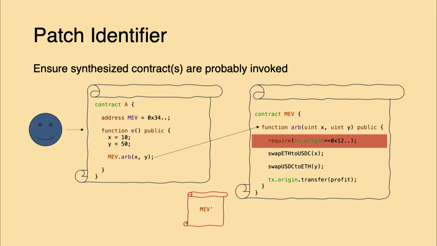But the imitation execution may still fail, right? Because, as you can see, the address of the MEV contract is hard-coded in contract A. So when the adversary sender tries to invoke contract A, contract A will still call the original MEV contract instead of the new one that we just deployed. So we need to deploy another contract, A prime, and invoke the MEV prime properly. The patch identifier is basically such a recursive process, where we identify all the smart contracts that we need to replace and synthesize in this MEV game.